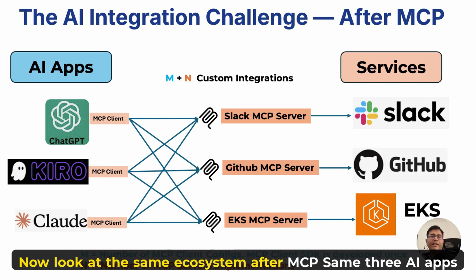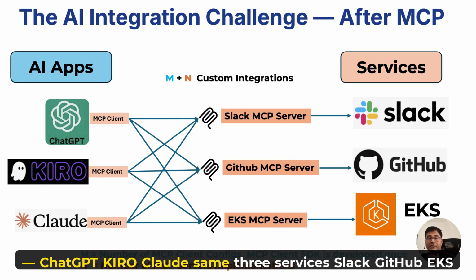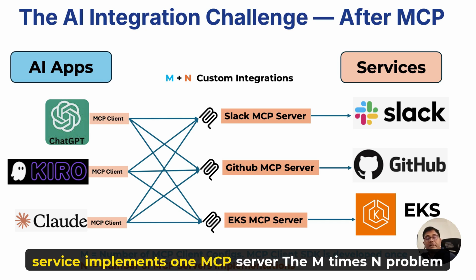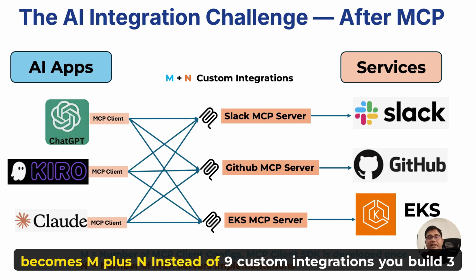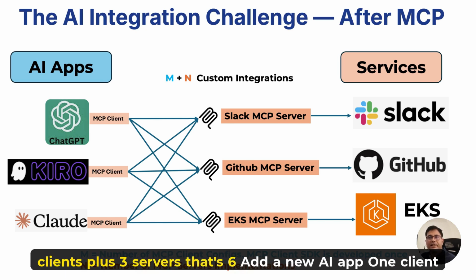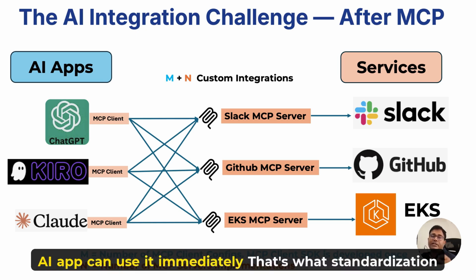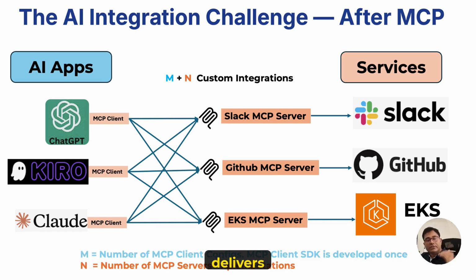Now look at the same ecosystem after MCP. Same 3 AI apps, ChatGPT, Kiro, Claude, same 3 services, Slack, GitHub, EKS. But now each AI app implements one MCP client and each service implements one MCP server. The M times N problem becomes M+N. Instead of 9 custom integrations, you build 3 clients plus 3 servers, that's 6. Add a new AI app, 1 client, instant access to all services. Add a new service, 1 server, every AI app can use it immediately. That's what standardization delivers.